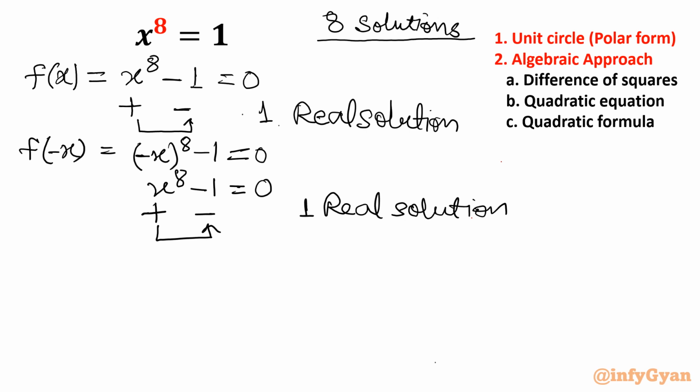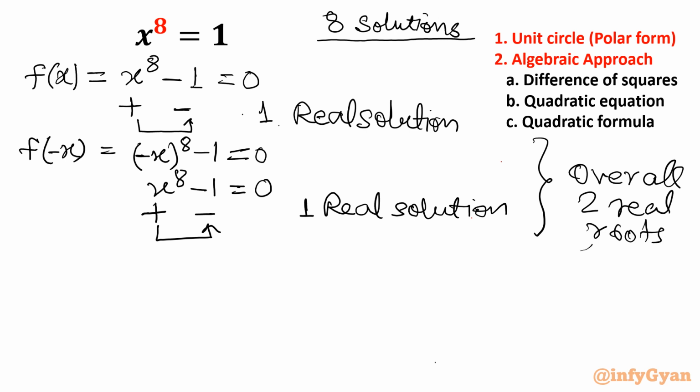So in total, by checking f(x) and f of minus x, meaning positive real root and negative real root, there is one positive real root and one negative real root. I don't know the exact value, but it is certain that overall there are two real roots. That means the remaining 6 will be complex roots. This is one point about the roots or solutions.